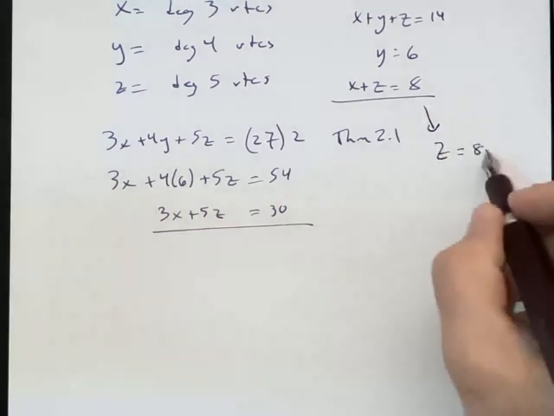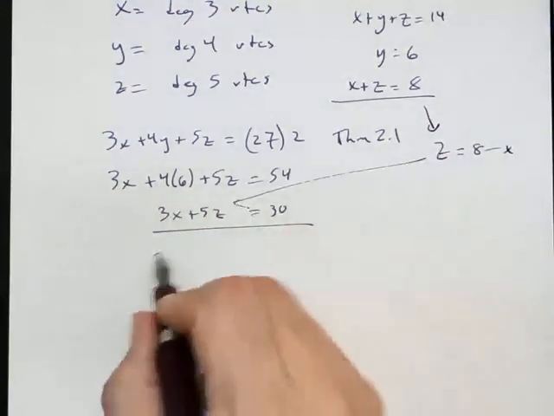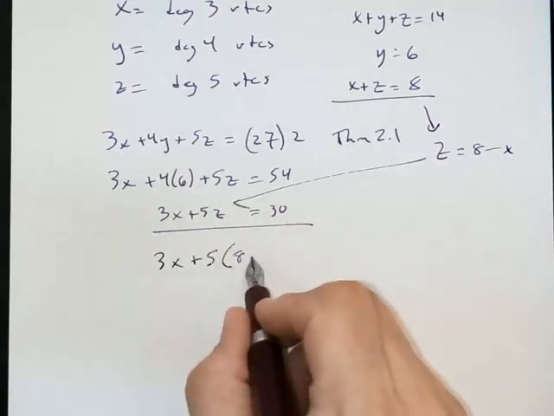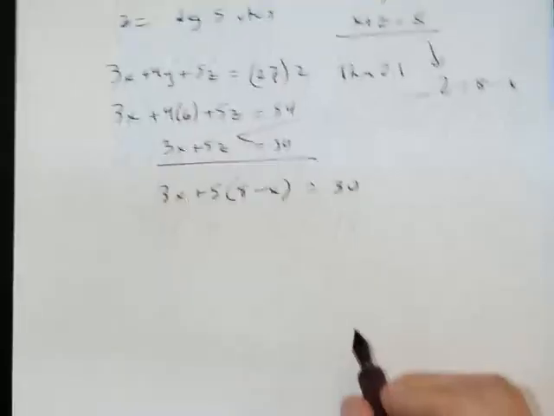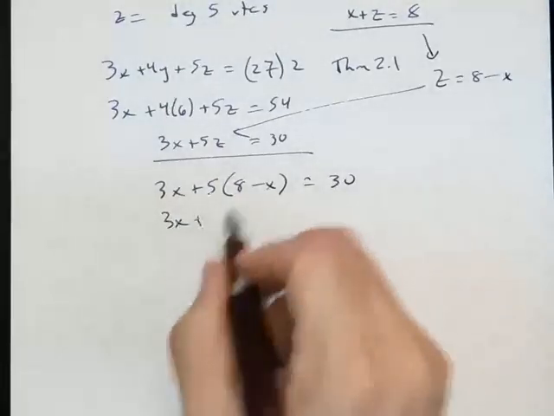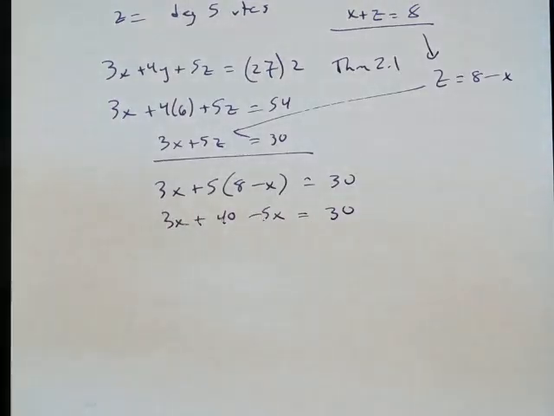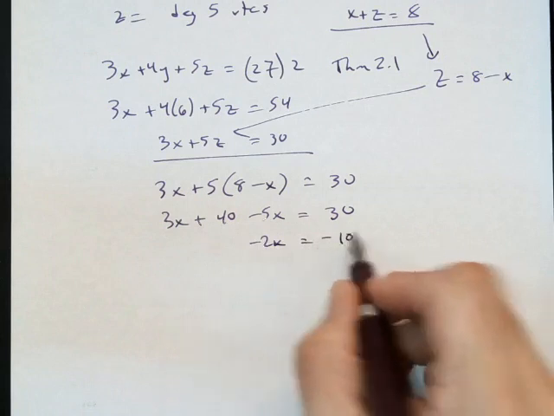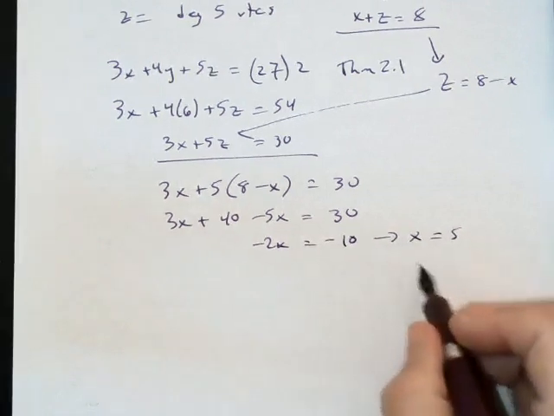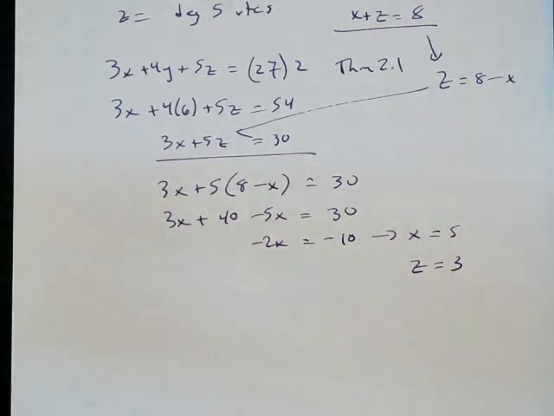z is 8 minus x, put that in here. 3x plus 5 times (8 minus x) equals 30. 3x plus 40 minus 5x equals 30. So I get negative 2x equals negative 10. x equals 5. z equals 3. So I have 5 degree 3 vertices and 3 degree 5 vertices. Lovely symmetry, completely by chance.